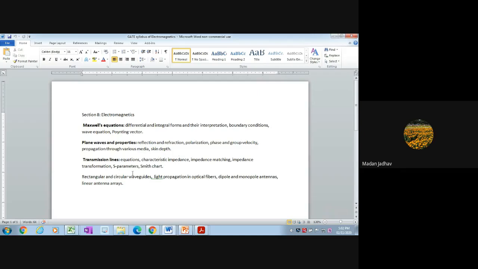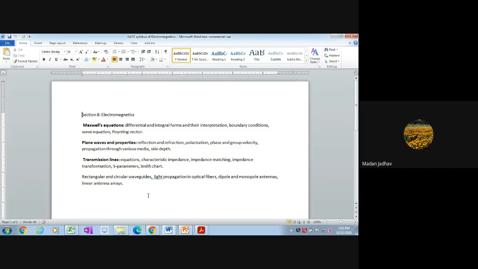Then the third point is transmission lines. Under this, we have to learn the characteristic impedance, impedance matching, impedance transformation, S parameters, what is the Smith chart, and then also rectangular and circular waveguides. And then we also have to study dipole and monopole antennas, and linear array antennas.